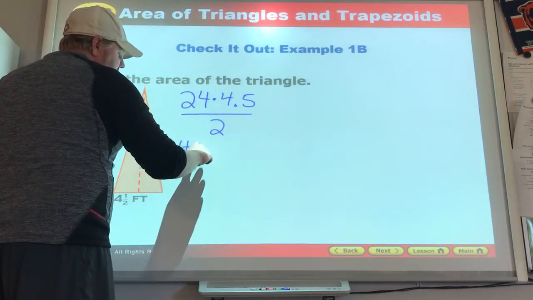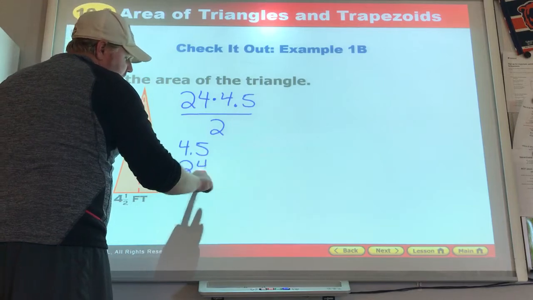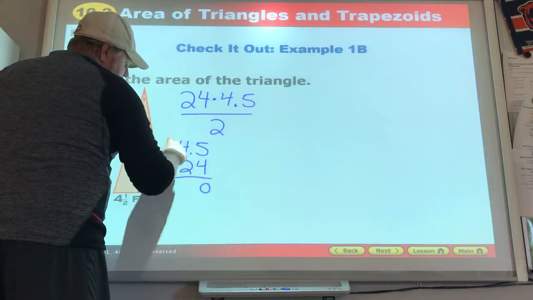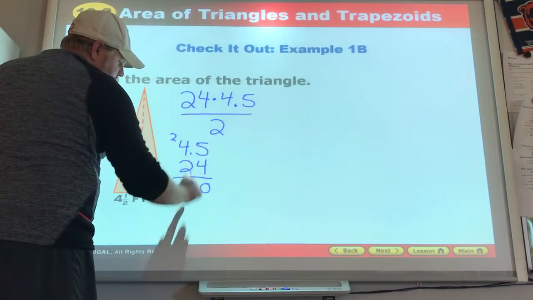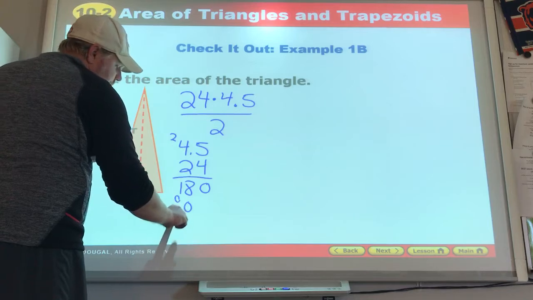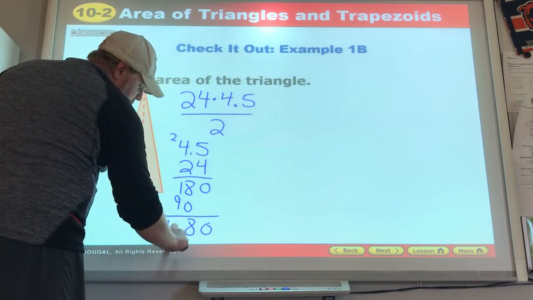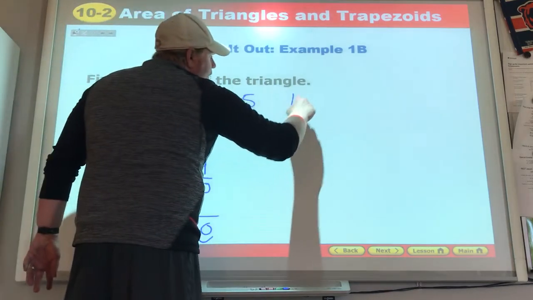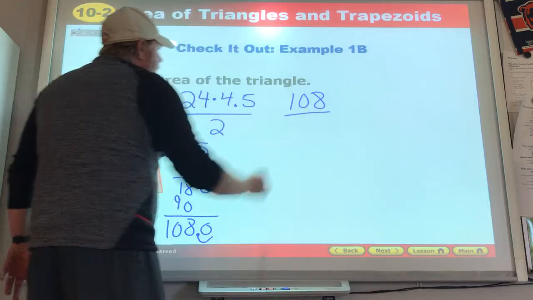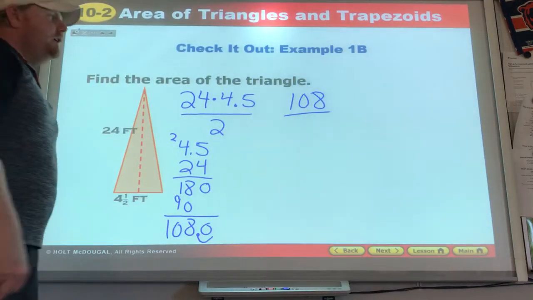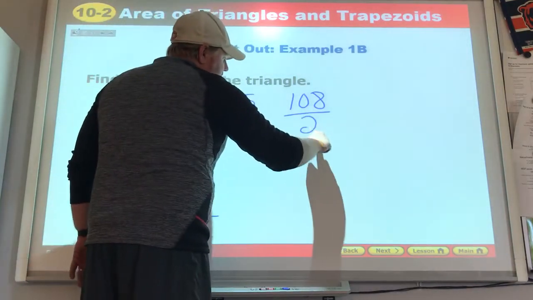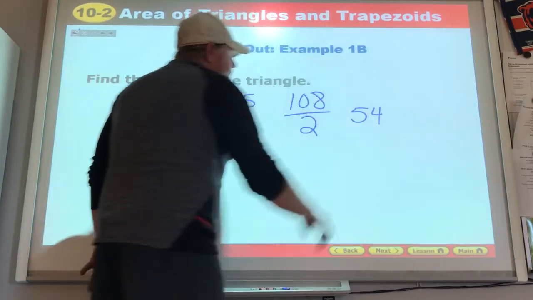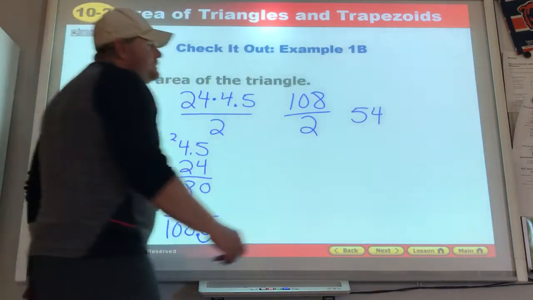So 4.5 times 24. In multiplication, you do not have to line up the decimal. Just a reminder. But you do have to remember, 1 decimal here. 24 times 4.5 is 108. We have to divide that by 2. We get 54 feet squared.